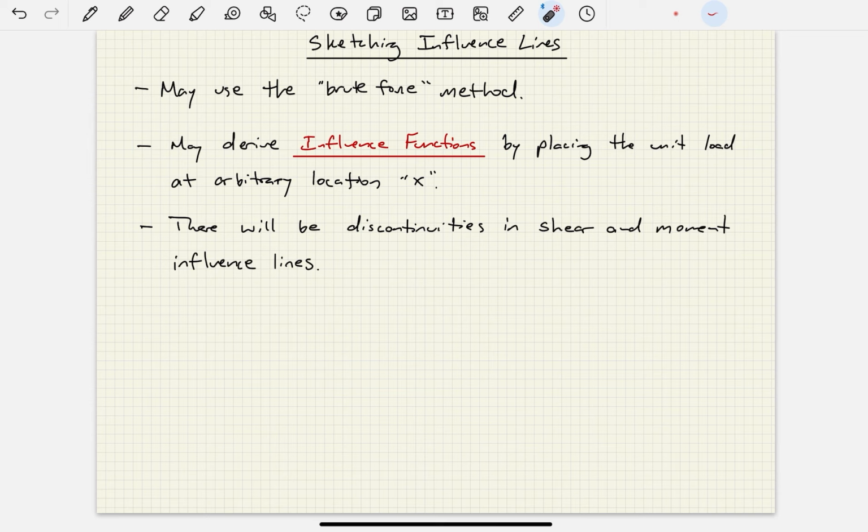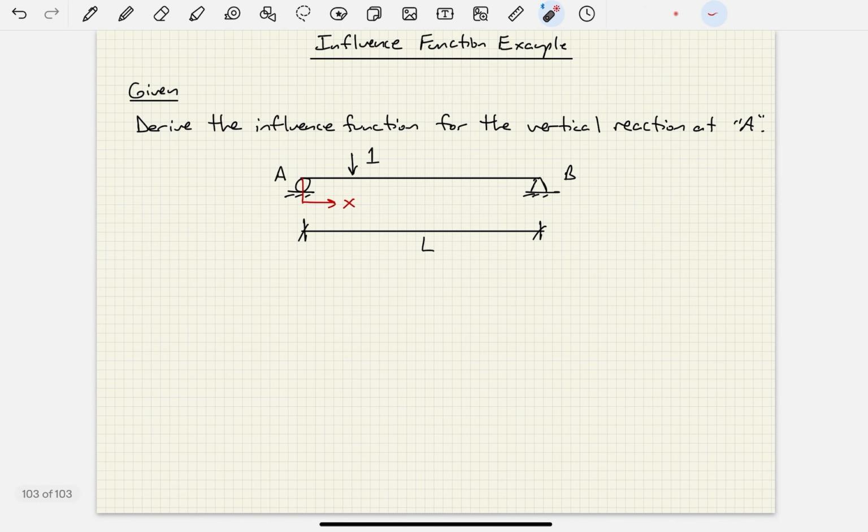Now, a couple of things that are specific to beams. There will be discontinuities in shear and moment influence lines when we are dealing with beams, and we're going to explore that in a couple of later videos on this topic, okay? So let's jump into a quick example of developing an influence function. Remember, there are two methods to sketch influence lines. There's the brute force method, which we covered in a previous video and applied to trusses. And now there's the method we're talking about in this video, the influence function method, okay?